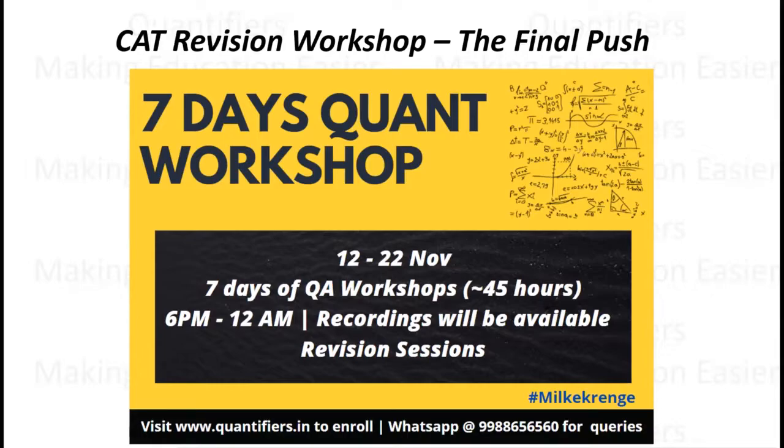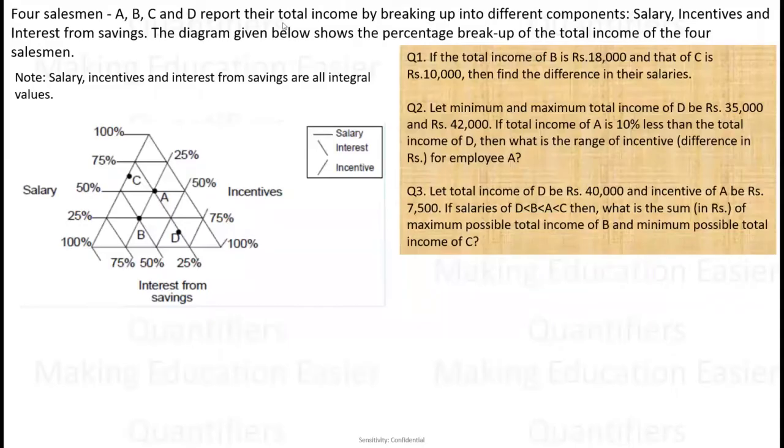And so let's see what kind of set this is. The basic priority is to cover those types of graphs and sets which we usually don't see in our mocks and everything, right? Let's start. Now it says 4 salesmen A, B, C, and D report their total income by breaking it up into three different components: salary, incentives, and interest from savings. The diagram given below shows the percentage breakup of the total income of the 4 salesmen. So A, B, C, D are the 4 salesmen placed over here, right?